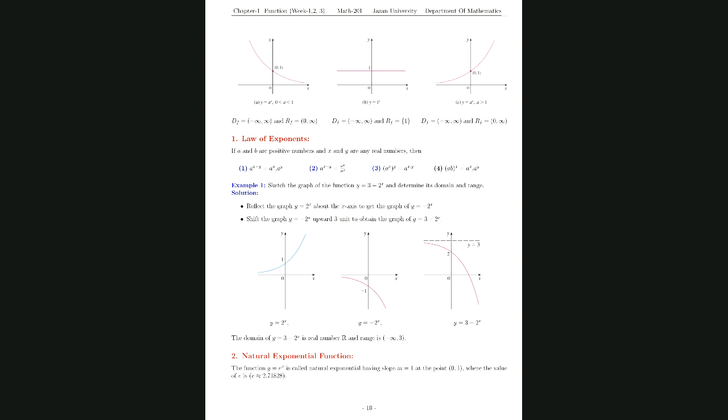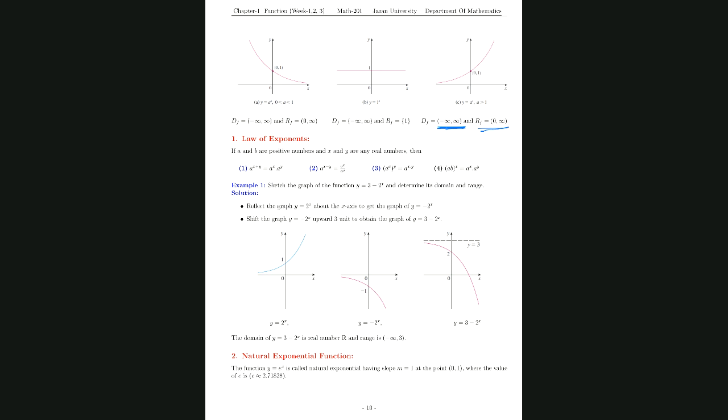Here also the domain is all real numbers, but what is the range? Here y is 1, everywhere y is 1. So the range is 1. Now look over here again. The domain is the same, all real numbers, but the range is 0 to infinity.